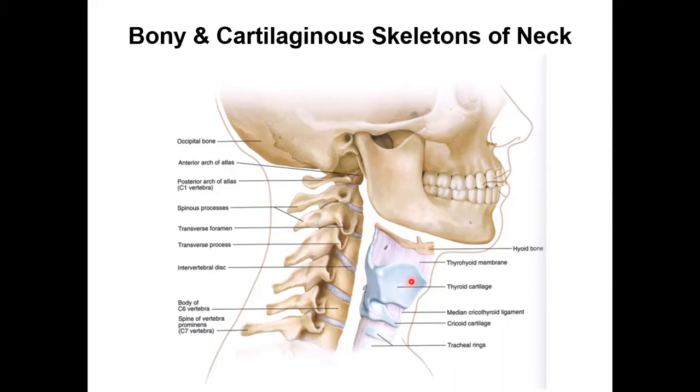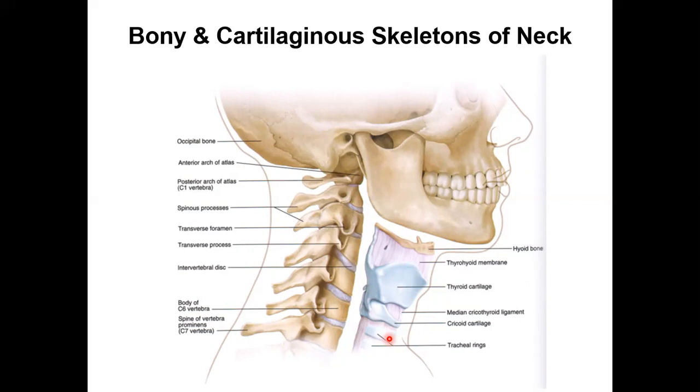Some other structures that are important here. So here's your thyroid cartilage, and then here's your cricoid cartilage, and then finally your tracheal rings. Calling them tracheal rings is slightly disingenuous because the rings aren't a perfect circle. They actually make a C.